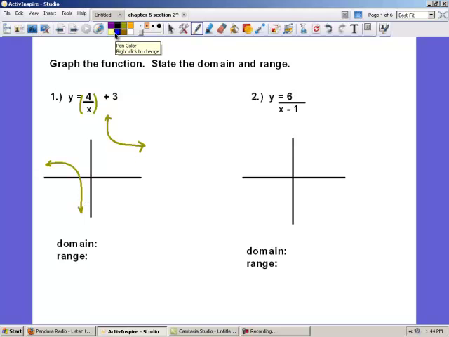Now remember I told you that the domain is always underneath here. You have to look at the h. And if you notice, there is no h, so the asymptote that is vertical is going to be 0 because there's no h there. Okay, so we're going to say domain is all real numbers except 0.